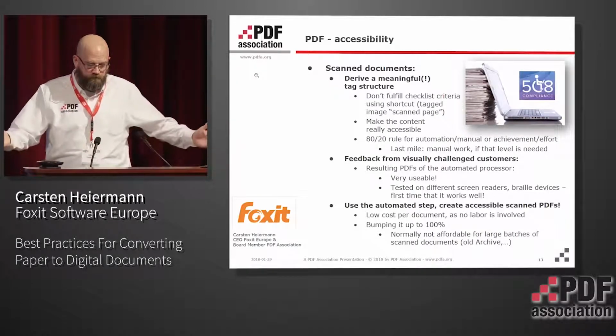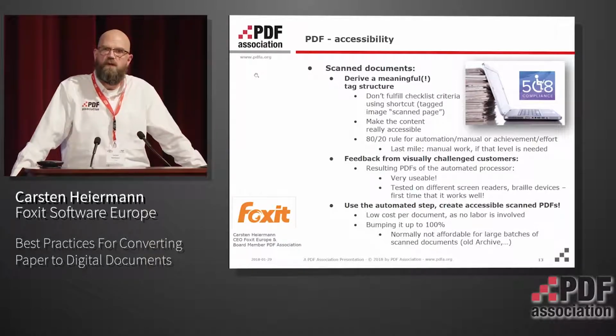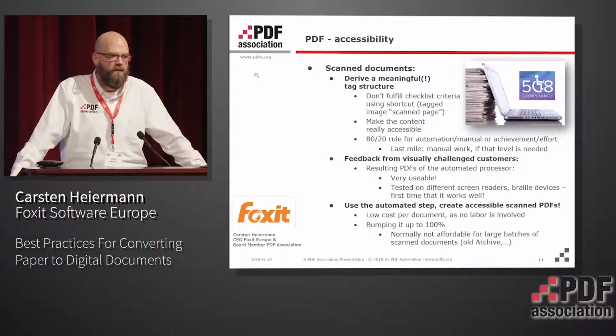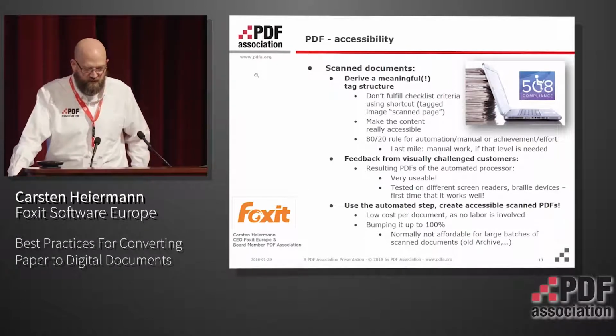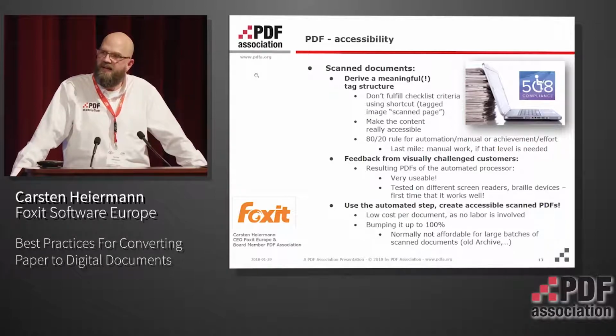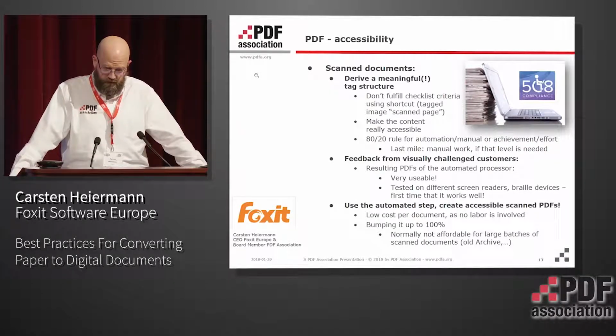Yeah, deriving a meaningful text structure is what it is all about. We cannot just fulfill the checklist criteria. I've seen a perfectly accessible document that says, this is a full page scan of a document, right? The checker will be like, whoa, that's good. That's a good one. Okay, we don't do that. You all know it. Again, making the content really accessible. We heard a lot about that today, but with our automated way, we get a long way.